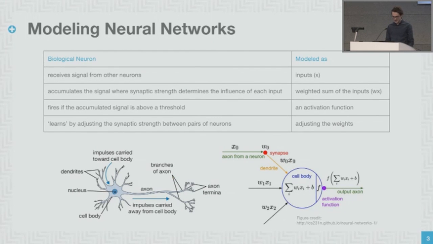This is simulated by using an activation function that I'll talk about later. And the learning in a biological neuron happens by adjusting these synaptic strengths between pairs of neurons, which is simulated by learning the weights, adjusting the weights.